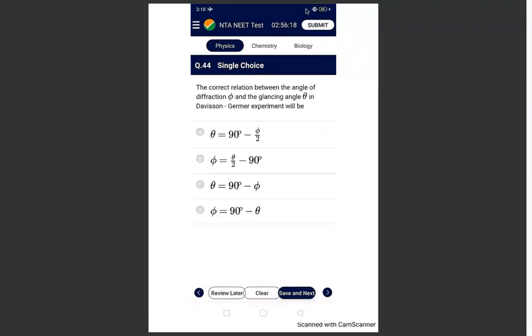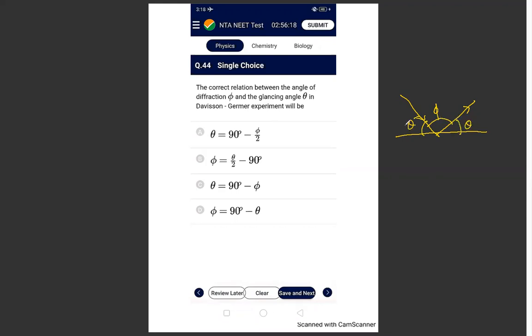(44) The correct relationship between the angle of diffraction phi and the glancing angle theta in the Davisson-Germer experiment. He was a German physicist, so he made an experiment. The experiment is very simple actually. You already know the glancing angle, right? The glancing angle is theta and the angle of diffraction is given as phi. This one is the angle of diffraction and these are the glancing angles theta.